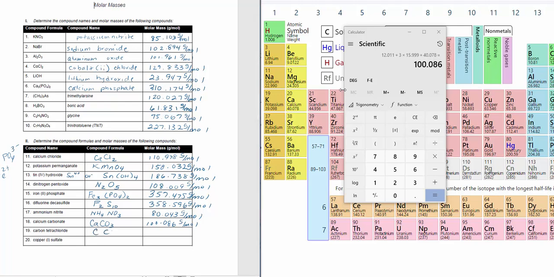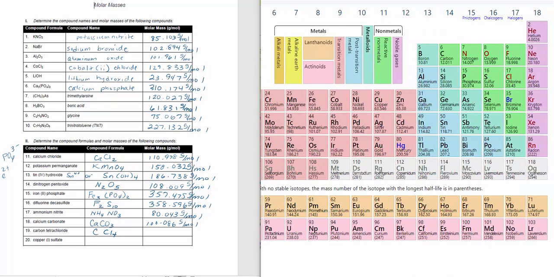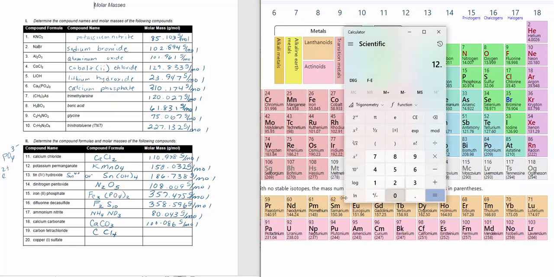Carbon tetrachloride. So again, we start with our carbon. Carbon is 12.011, and we need to add 4 chlorine atoms, so 4 times 35.45. I get a molar mass of 153.811 grams per mole.